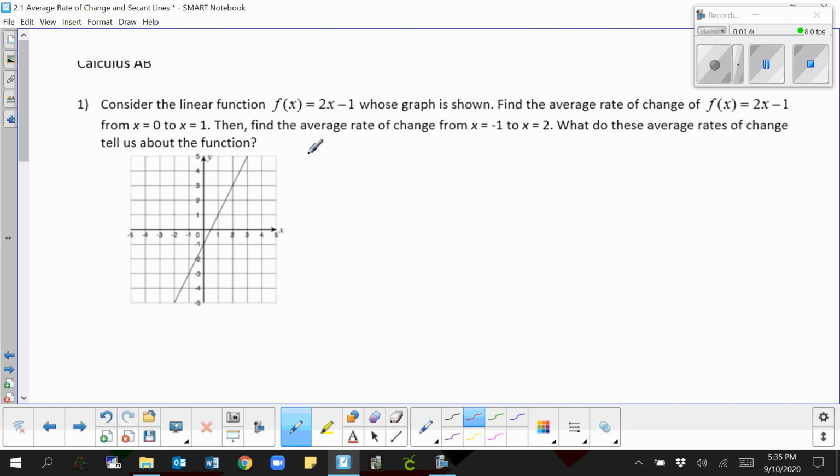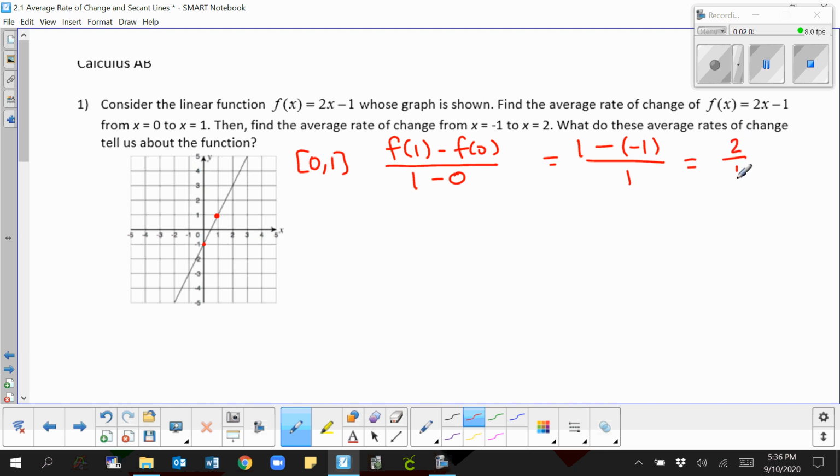So I'm going to start with my first interval from 0 to 1. That means I'm looking at f of 1 minus f of 0 over 1 minus 0. Looking at my graph, f of 1 is 1, minus f of 0, which is -1. So 1 minus -1 over 1 minus 0. 1 minus a -1 is really 1 plus 1, so that's going to give me 2 over 1, which is just equal to 2.